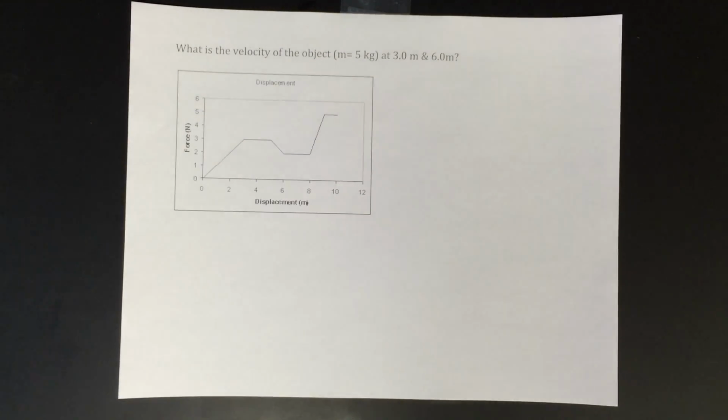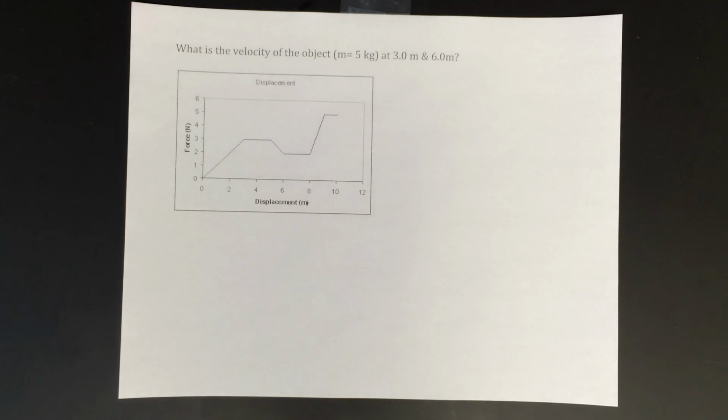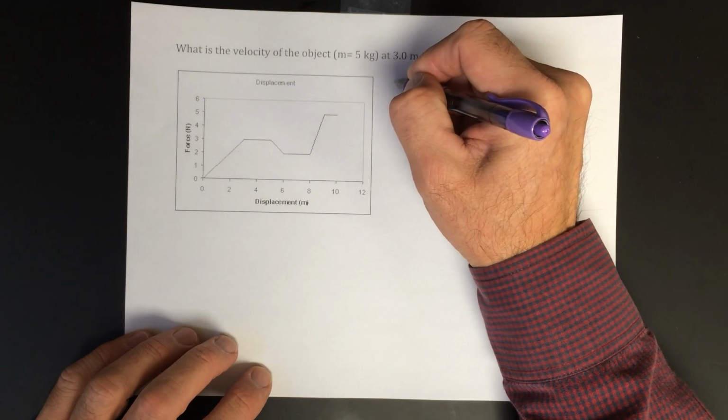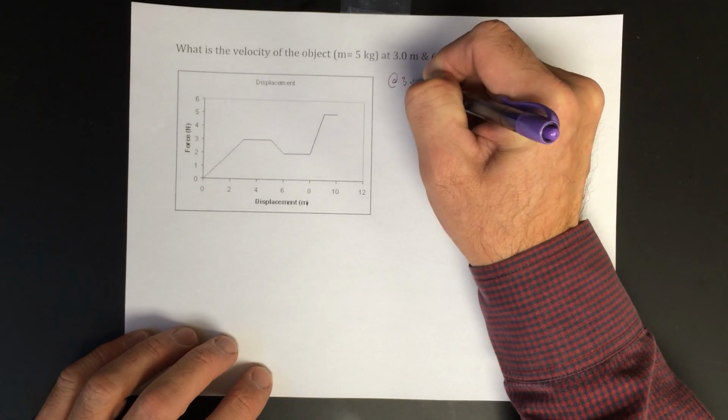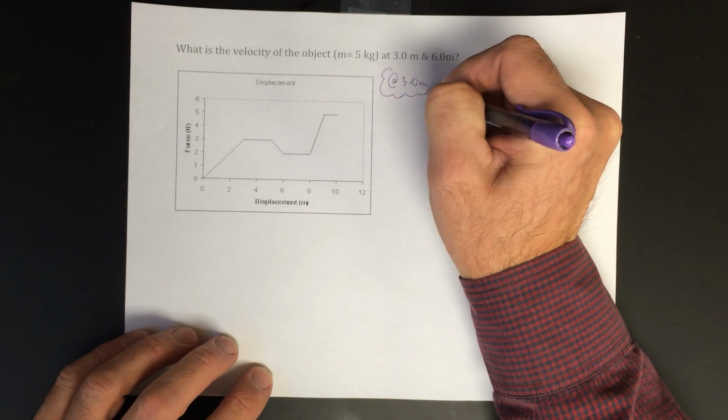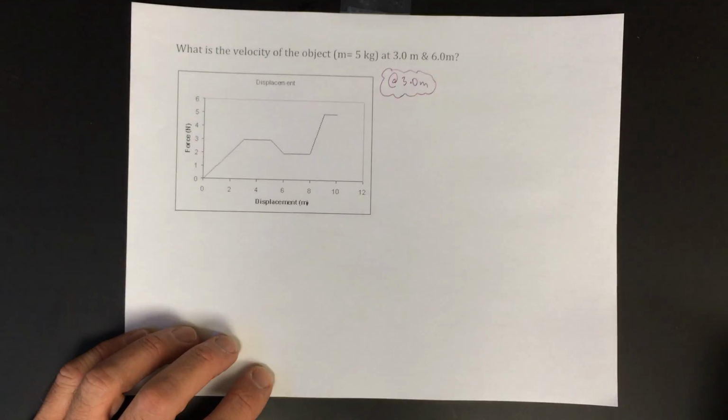In this video, I want to show you how to extract kinematic information from a force versus displacement graph. The approach is I'm going to actually calculate the work done. We can get that from a force versus displacement graph. So let's begin. Let's start over here. So we are at 3.0 meters. Okay, first part of the question.